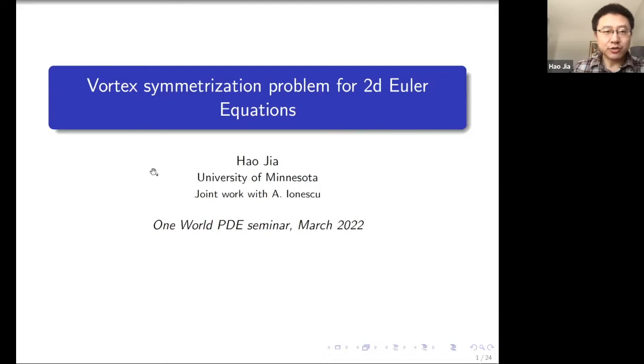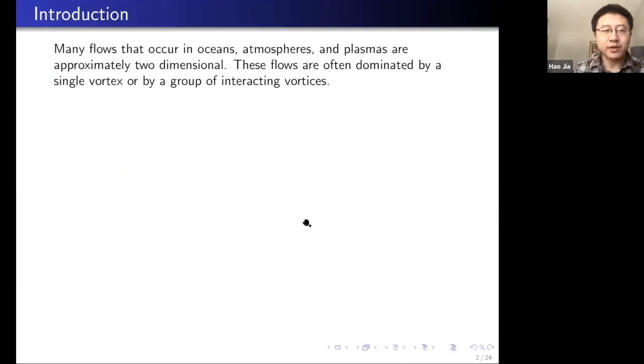So today I'd like to talk about some recent results on the vortex symmetrization problem for the 2D Euler equation. Actually, the problem is still open, so if you're interested, there's still a major prize to catch. This is based on joint work with Alex Ionescu. Feel free to unmute and ask me any questions you have during the talk.